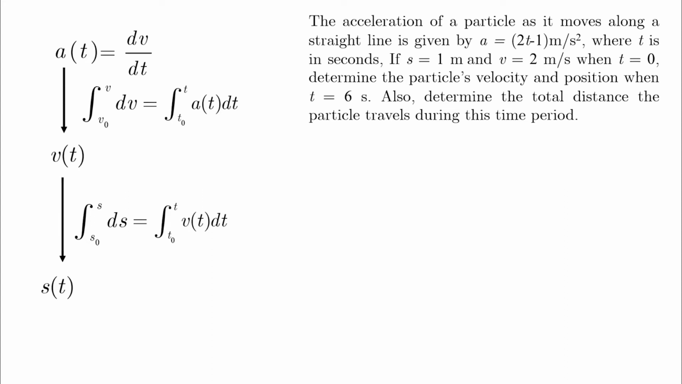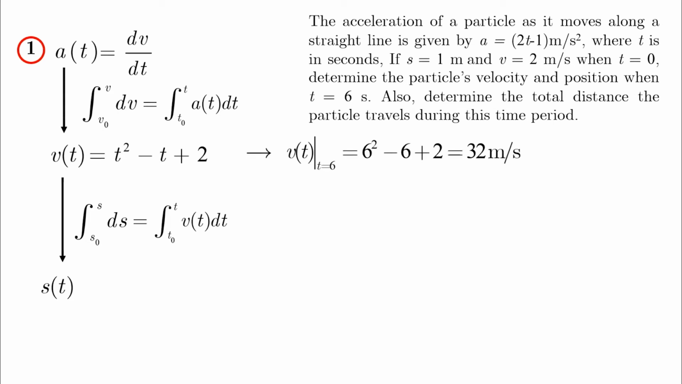Note that all the required initial conditions are given in the problem: s naught, v naught, and t naught. The first step is to find the velocity at t equals 6. This is easily done by integrating a of t with the given initial conditions v naught and t naught to find v, which is found to be a quadratic equation in t. Substituting t equals 6 gives us the velocity after 6 seconds, which is 32 meters per second, and this is the first part of the question.